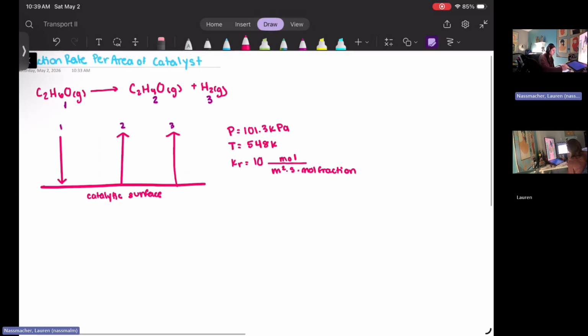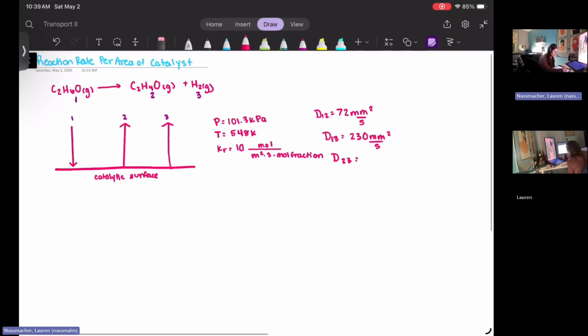With these variables, we're also given our diffusion coefficients, so D12 is equal to 72 millimeters squared per second. Our diffusion coefficient from the ethanol to the hydrogen is equal to 230 millimeters squared per second, and our final diffusion coefficient from our acetaldehyde and our hydrogen is 230 millimeters squared per second.